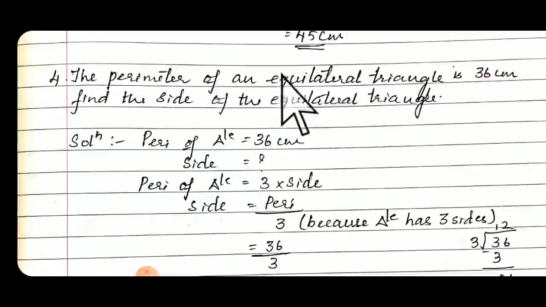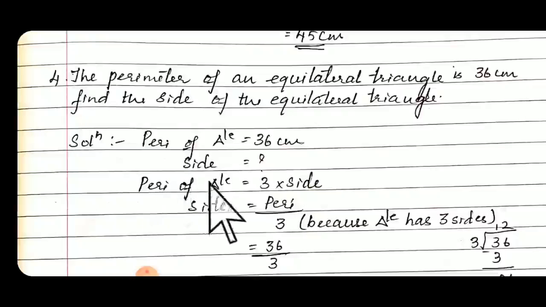The next one, perimeter of an equilateral triangle is 36 centimeter. Find the side of the equilateral triangle. What have they given? Perimeter of an equilateral triangle is 36 centimeter. What did they ask you to find? The side of an equilateral triangle. One side you need to find. Perimeter of triangle is equal to 36. We don't know the side. Side is equal to question mark.